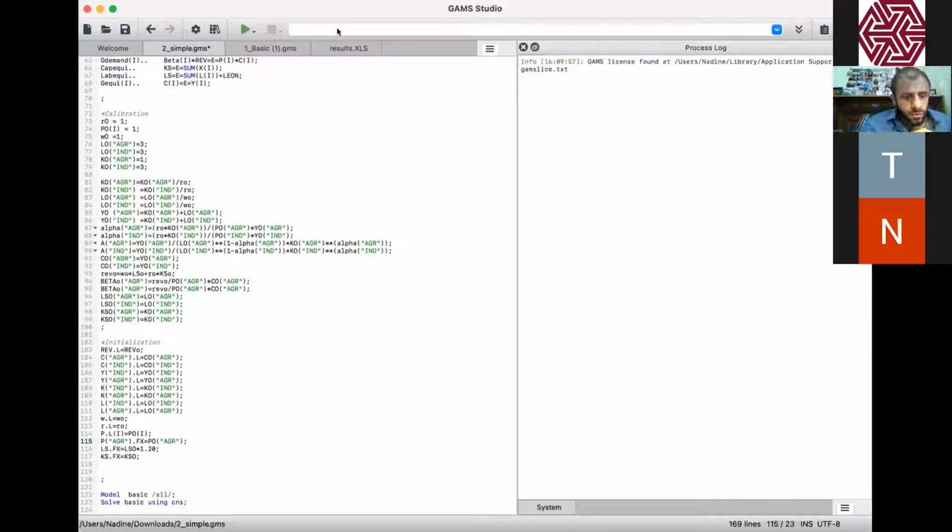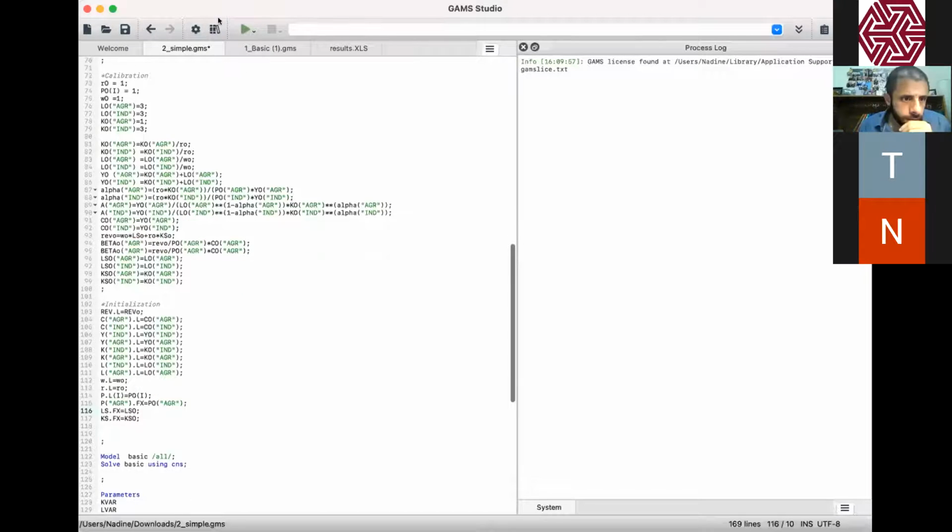So Nadine, you will have first to remove redundant equations. That's one. Two, you will have to correct the initialization part. And three, you will have also to remove the 1.2 that we multiply by L, because currently we want to reproduce the model without a shock. Once it works, we will introduce the shock later. Okay? So please do these modifications. And stop sharing your screen.